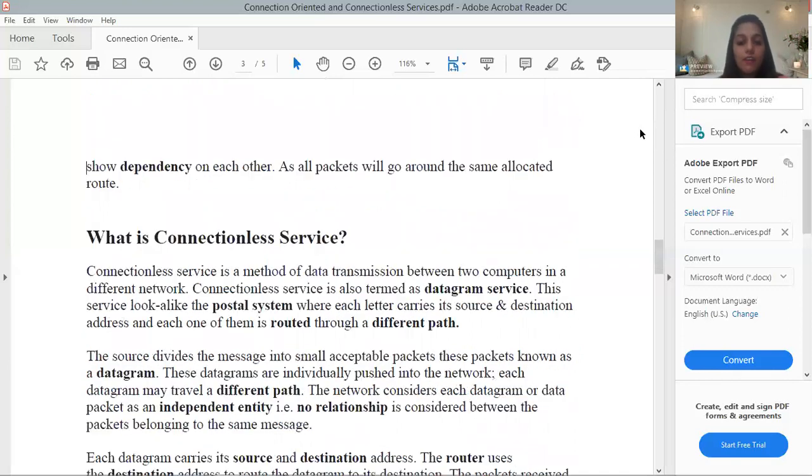Here the packets show dependency on each other, as all the packets go around the same allocated route, or to say a predefined route. Okay, so what is connectionless service now?